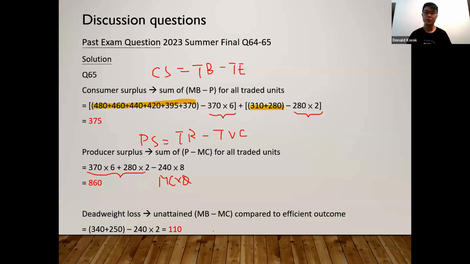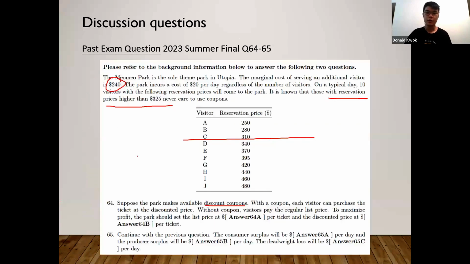And finally, the deadweight loss is simply the unattained total economic surplus compared to the efficient outcome. Under the efficient outcome, all visitors A to J should be served because their reservation price, or marginal benefit, is greater than the marginal cost of 240. However, under the hurdle market, visitor A and visitor D are not served. So this is why we add up the unattained total economic surplus for visitor A and visitor D to calculate the deadweight loss.